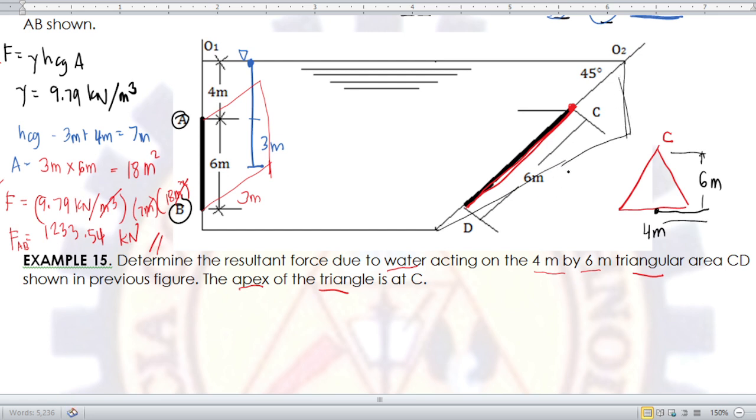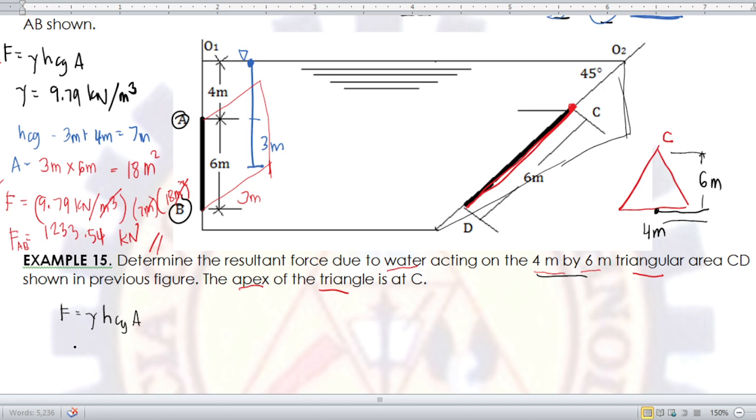Okay? So, the apex is the C, and the 4 meter given here is the base. The 6 is the height. Okay? So, the same, class, we are asked for the value of your force. So, same formula: gamma times HCG times area.